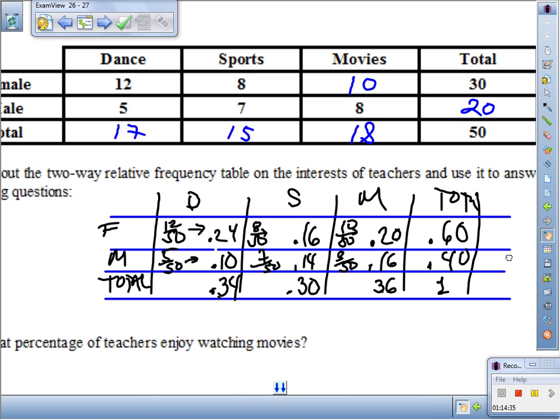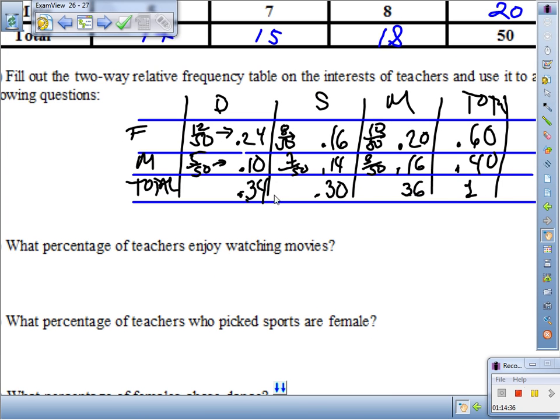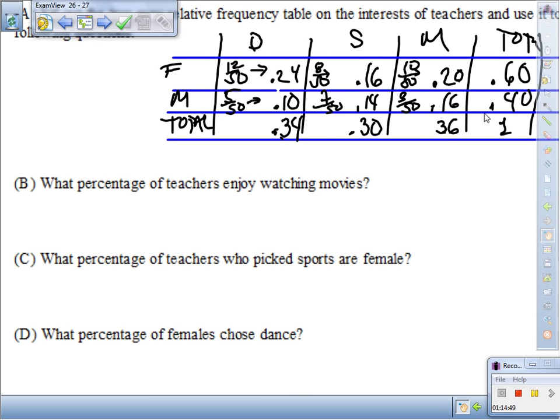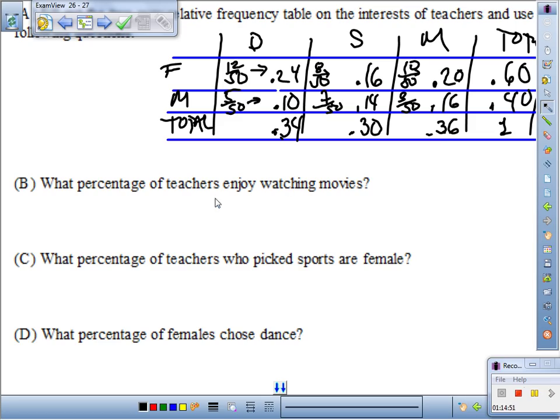All right. Did everybody know how to fill this in by now? Yes, they have to be divided by the whole total. Let's see. Percent of teachers enjoying watching movies. Movies total, how much percent? 36%. What percent of teachers who pick sports are female? Female sports, 16, so that's 16%.